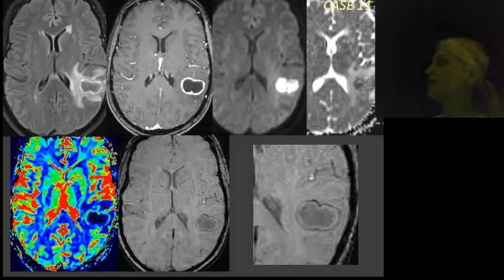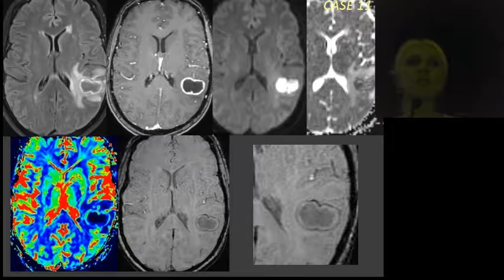Okay. So this is a little bit easier case. This is a ring-enhancing lesion on the left side, bright on diffusion, negative perfusion, just a little bit, dual rim sign. So this is now a no-brainer, right? Is that how our American friends call these cases?